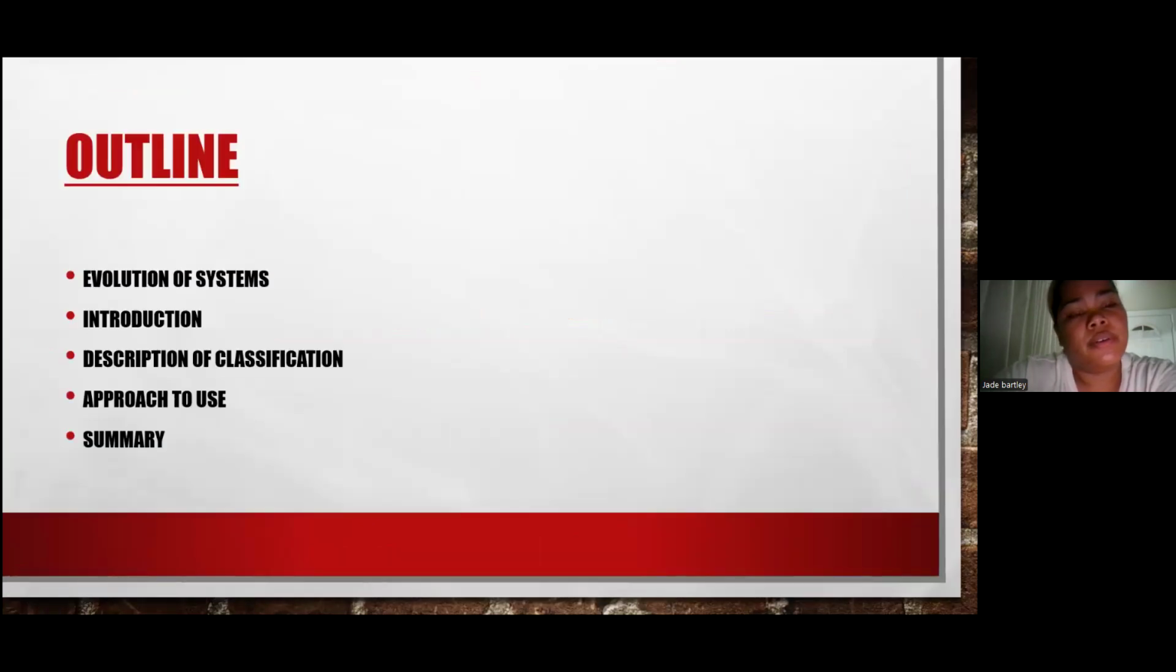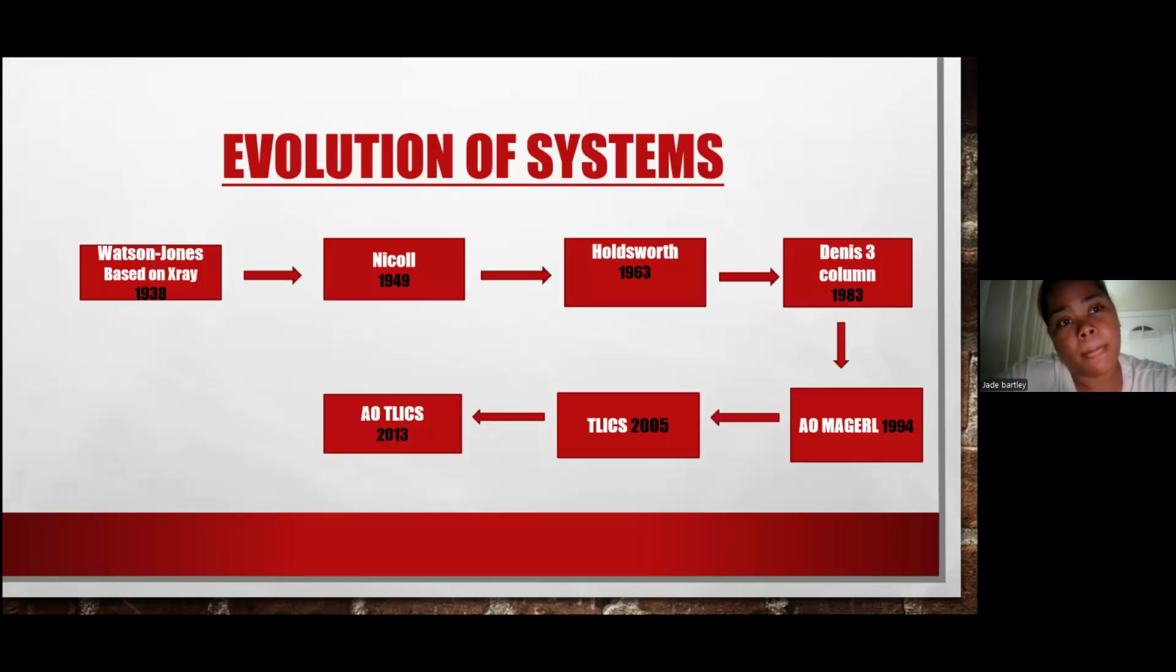So just a brief outline, I'll be going through the evolution of systems that exist for thoracolumbar injuries. Then I'll give a brief introduction about the classification, a description of the different aspects of the classification system, its approach in terms of the algorithm, and then a summary, and then my references.